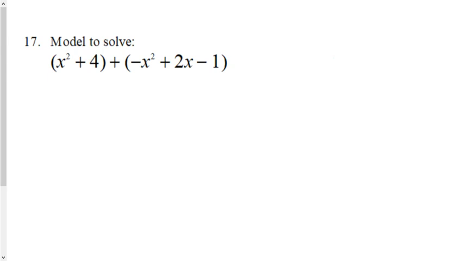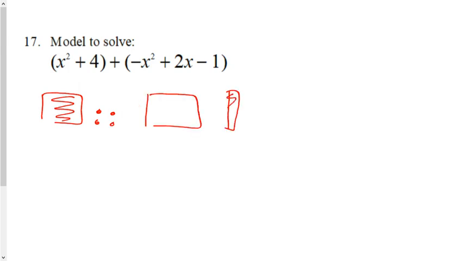Question 17 says model to solve. So we have an x squared. We have a positive 4. We have a negative x squared. We have a positive 2x. And we have a negative 1. So if you wanted to put brackets around it, you can. It doesn't matter. If you want to put a plus sign in there, you can. But that's basically what it says.